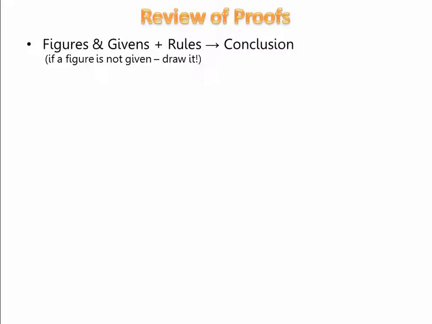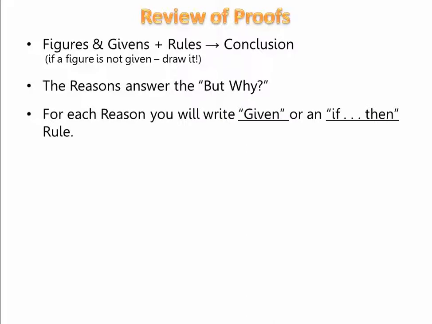So, figures and givens plus rules will lead you to a conclusion. And if a figure is not given, then you need to draw it. The reasons answer the but why. For each reason, you will write given or an if-then rule. And a lot of times we abbreviate the if-then rule, like with vertical angles theorem or reflection property or transitive property. But those are just abbreviations for the if-then statement.